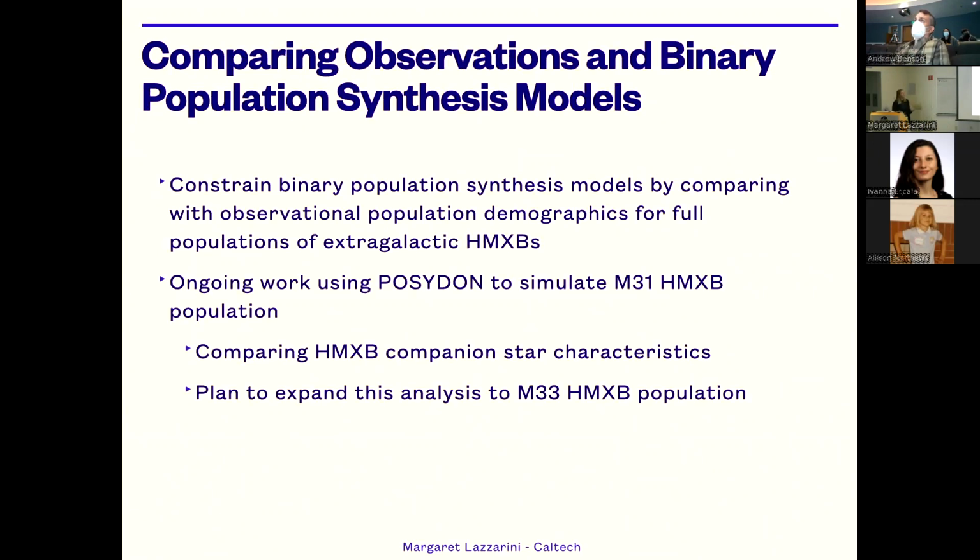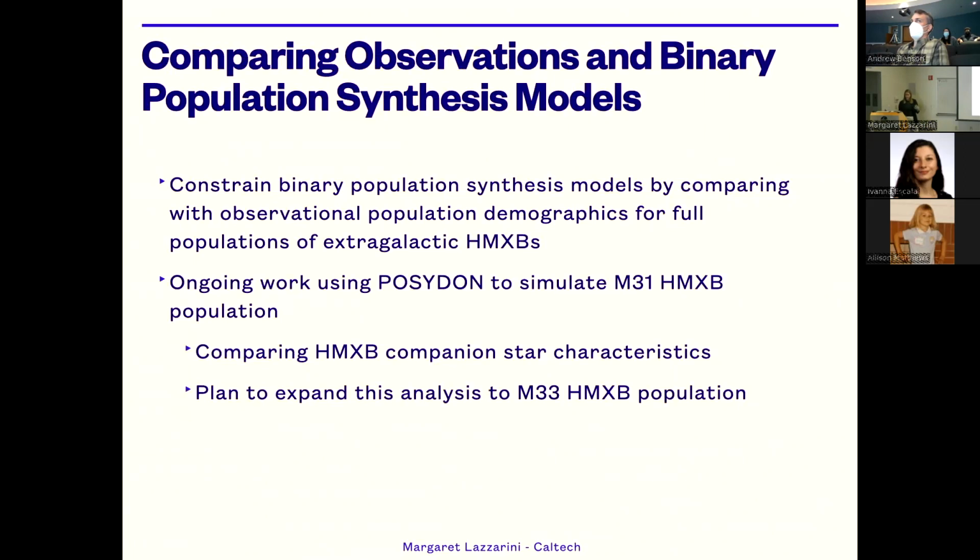I've been doing ongoing work using Poseidon, which is a new Python-based population synthesis tool, to simulate the M31 HMXB population. What we're trying to do there is take the population that we simulate and figure out what it would look like in the HST data, converting it to the HST bands, applying realistic dust extinction to it, and then putting the real and the synthetic HMXB companion stars onto a CMD. We're pausing a little bit right now on that until we get this optical spectroscopy so that we can make sure that any differences we're seeing are truly scientific, not just comparing apples and oranges, HMXBs and background AGN. And I'm excited to expand this analysis to the M33 HMXB population as well.